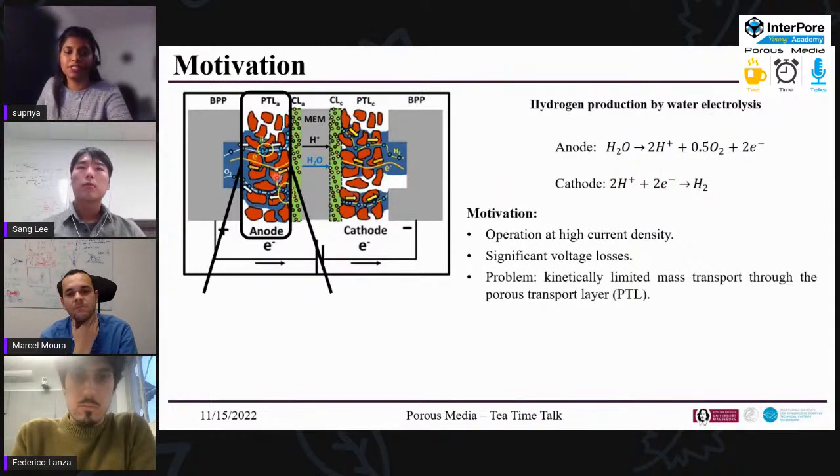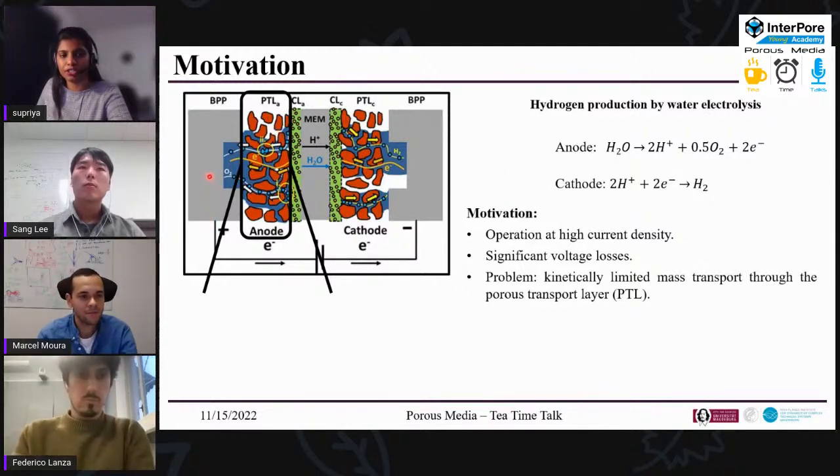So basically, at the anode, we have the water that's required for the reaction flowing through the PTL and reacting at the catalyst, and we have the oxygen that's being removed at the same site in the anode porous transport layer and through the flow channels to the outlet. So this makes the process at the anode complex, where we have a countercurrent flow of water and oxygen.